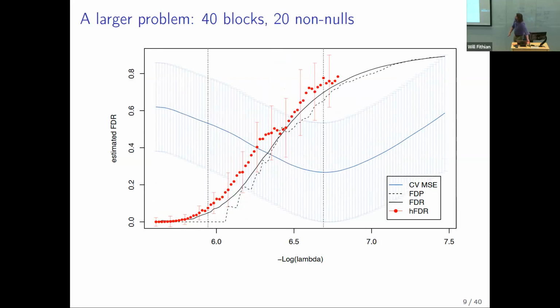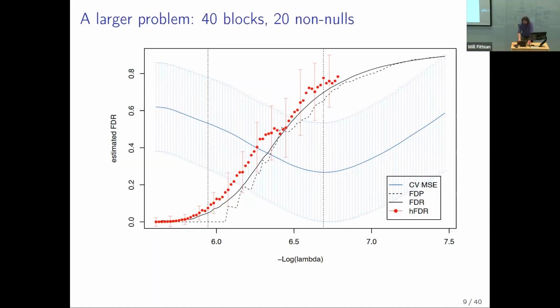And if we make the problem bigger, where we have 40 blocks instead of just 10 blocks, then we have smaller standard errors. We are still doing a pretty good job of capturing the false discovery rate here. But again, if we were just to look at the cross-validation curve, we would have no idea where this sort of transition happens, where we go from having very few false discoveries in the model to having mostly false discoveries.